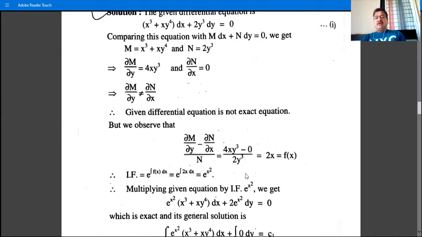So remember one rule out of these 2 rules: dM by dy minus dN by dx divided by N is a function of x alone.